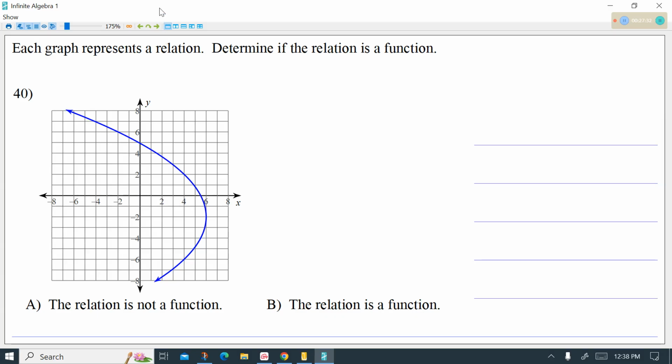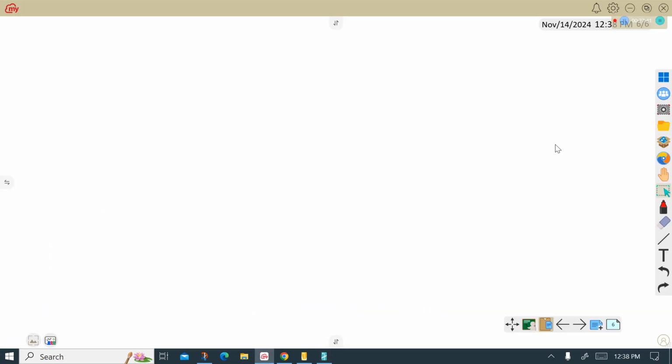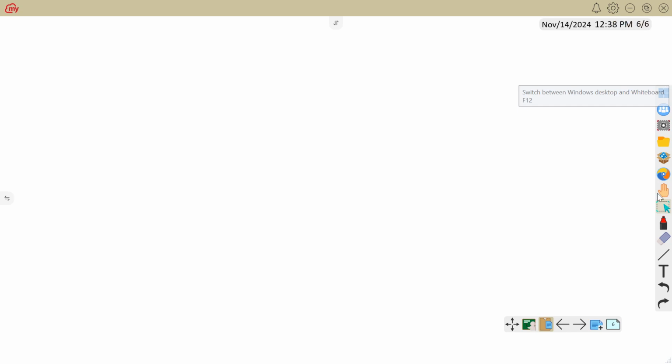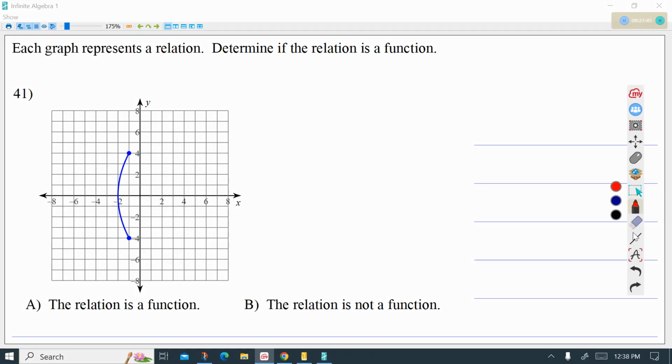This would be a function of y, but that might be going over your heads for now. So anyway, we'll take a look at 41. Is this a function or not? What do you think? Make your mind up. Make a choice.